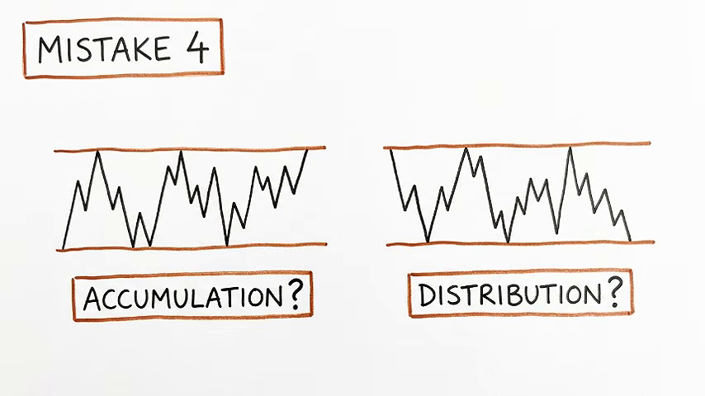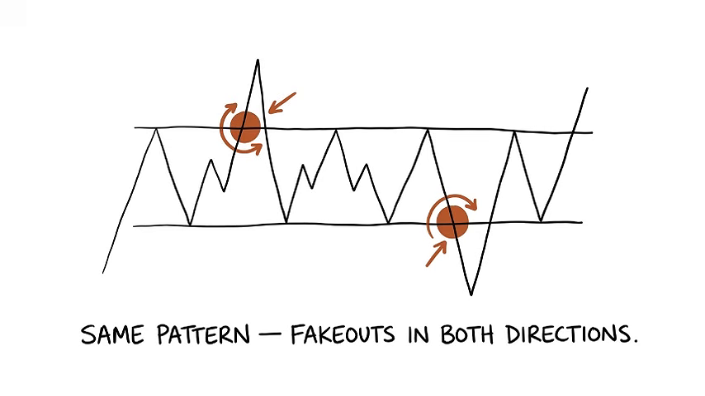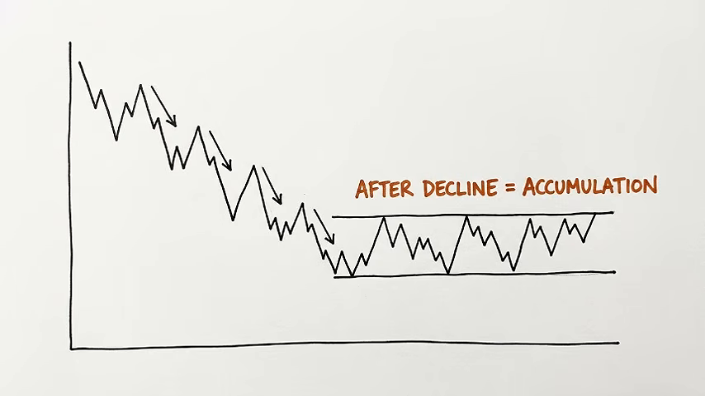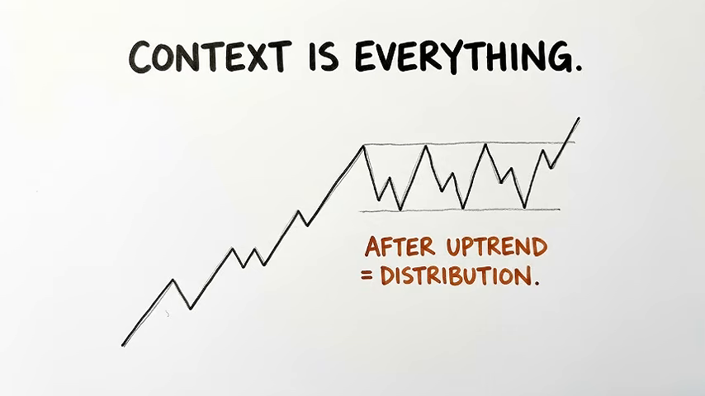Subtle but important. Accumulation and distribution look almost identical on a chart. Both are sideways ranges. Both have fakeouts below and above. Both have sweeps of obvious levels. The difference is context. A sideways range that appears after a prolonged downtrend is probably accumulation. Smart money building positions after a decline. A sideways range that appears after a prolonged uptrend is probably distribution, smart money offloading positions into retail demand. Context is everything. The same pattern means opposite things depending on what came before it.